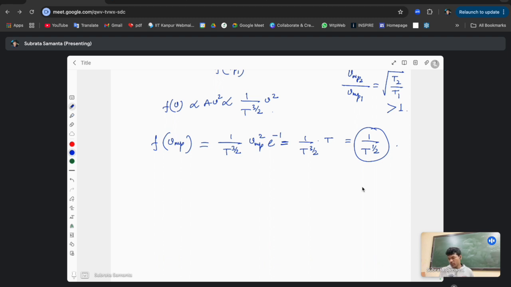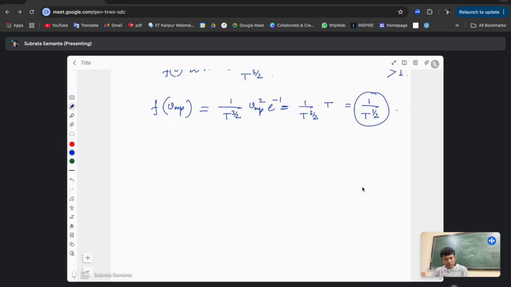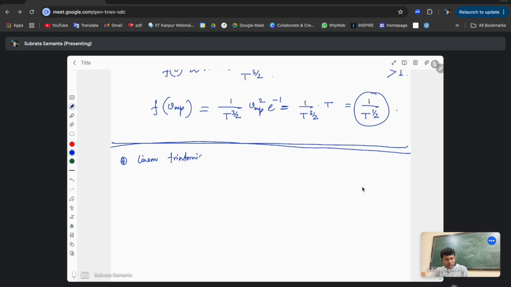Okay, so now I'm going to discuss linear molecules, that is, more than two atoms. So let's say linear triatomic molecules. Let's consider linear triatomic molecules.